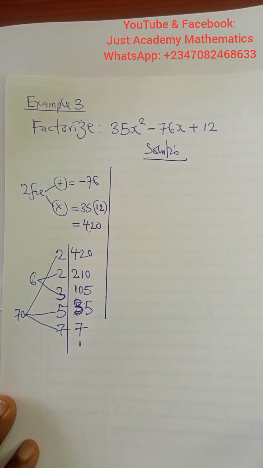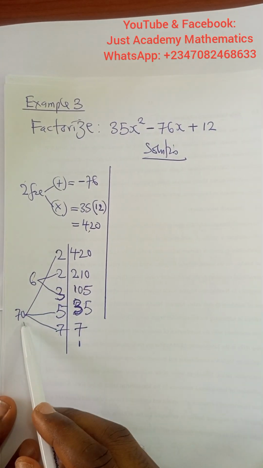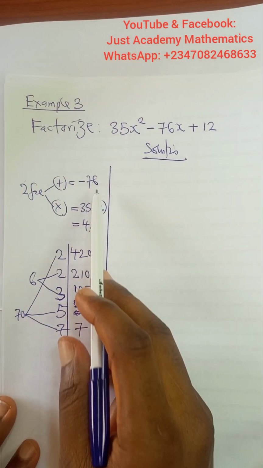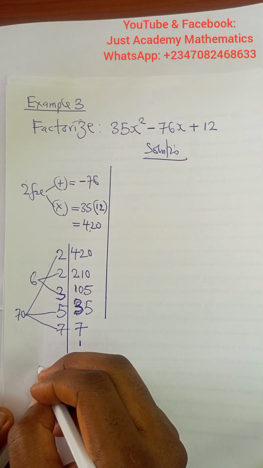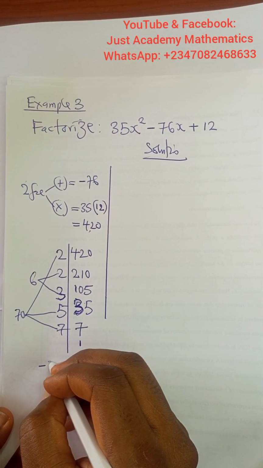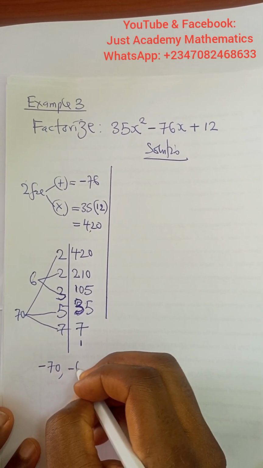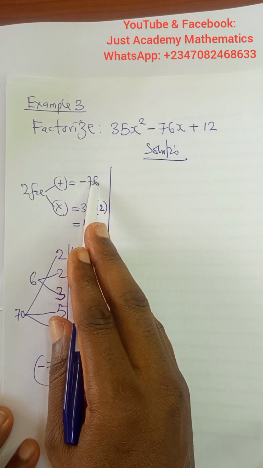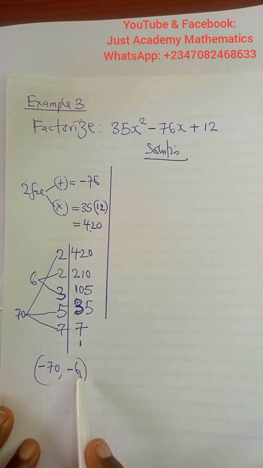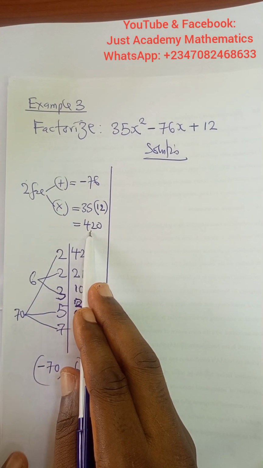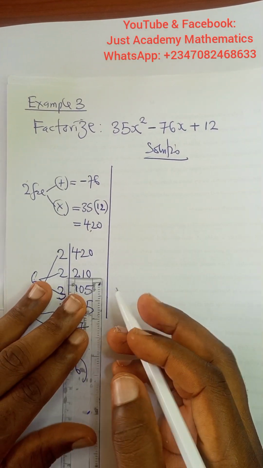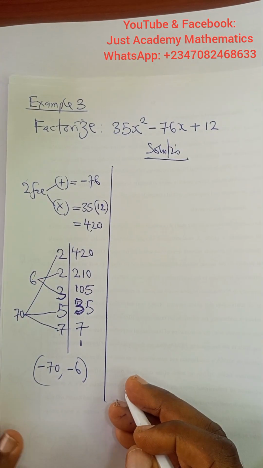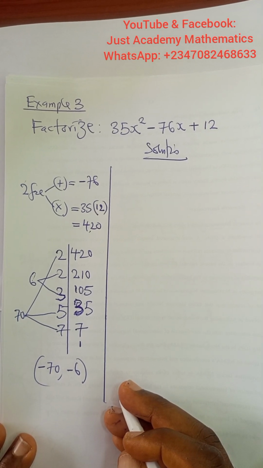That should work. So can you see? We are looking for 70 and 6 to give us 76. As a matter of fact, it should be minus 70 minus 6. Minus 70 minus 6 is minus 76. Minus 70 times minus 6 is plus 420. So the work is just to get the two factors. Once you get the two factors, the work is done.